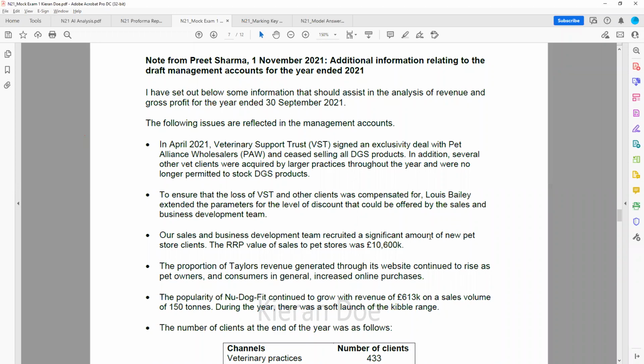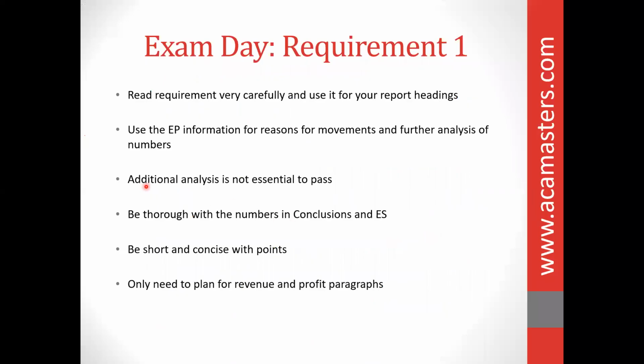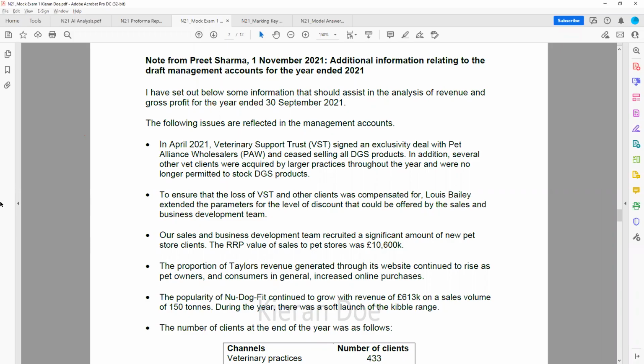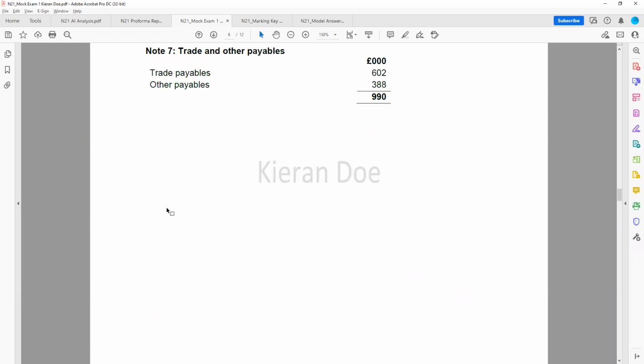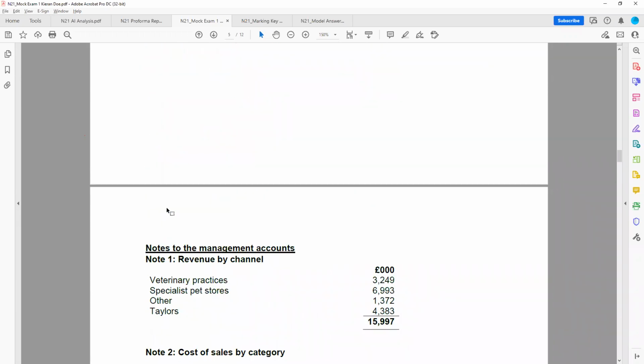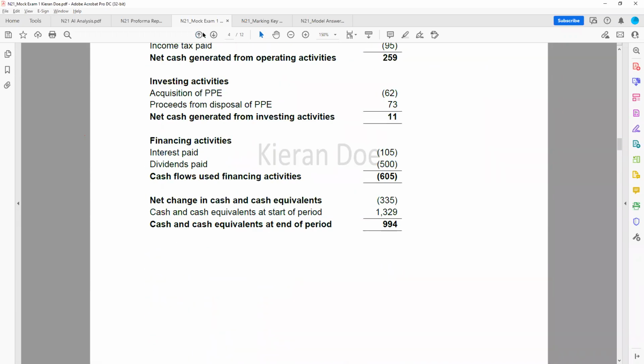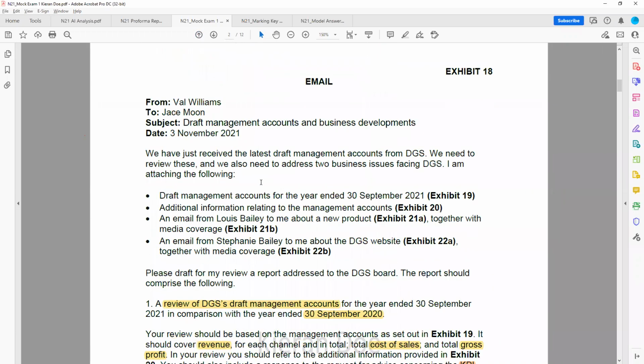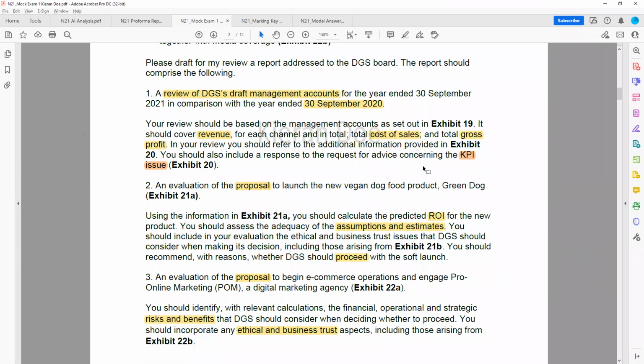So really use the exam paper information as much as you can. Then with the additional piece of analysis, in this case the Hugh Logan KPI issue that we had here, a lot of students think, and I can see why, that you have to get this right. You have to be really thorough, really comprehensive here in order to pass.